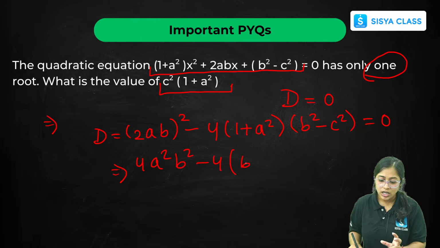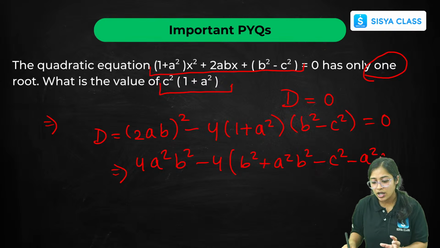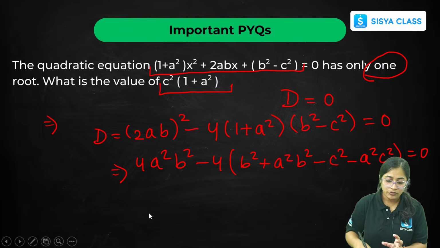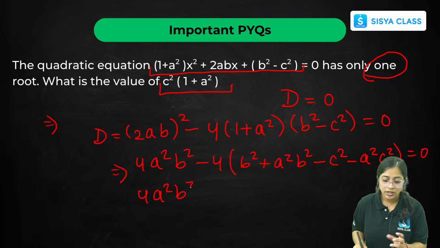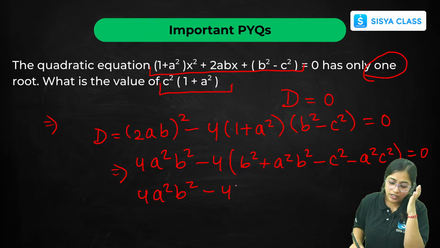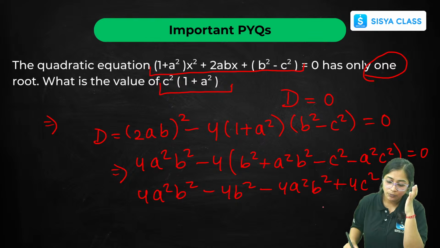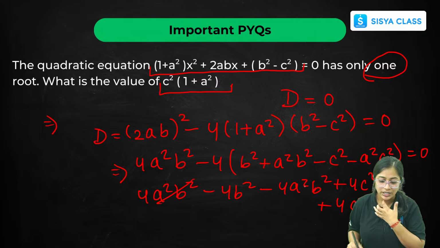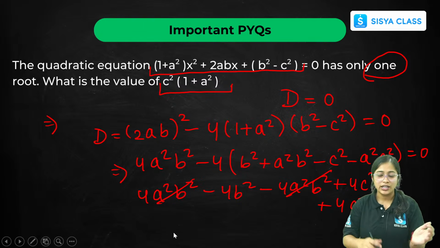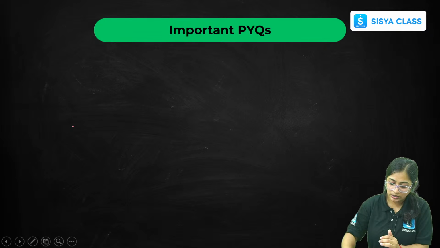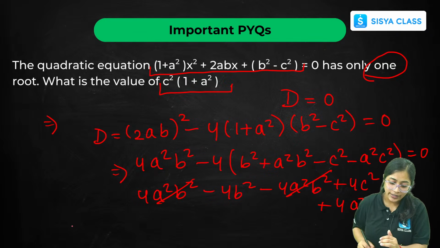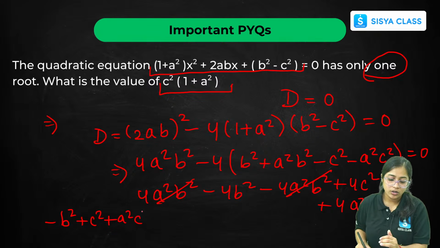Now you can multiply it. So it is b square plus a square b square, then minus c square minus a square c square equal to 0. Now you can simplify it. So you have 4a square b square. Now just multiply with the minus 4. You will get minus 4b square minus 4a square b square, right? Then plus 4c square and plus 4a square c square equal to 0. So from here this will cancel out, right? And 4 you can take common from here. So you will get minus b square plus c square plus a square c square equal to 0.